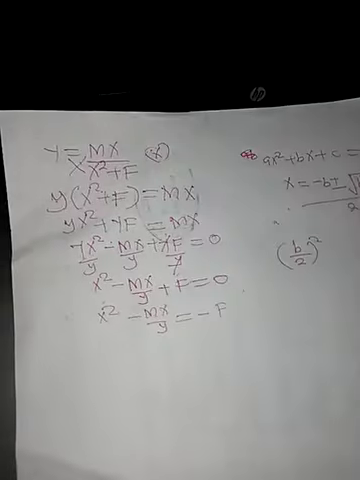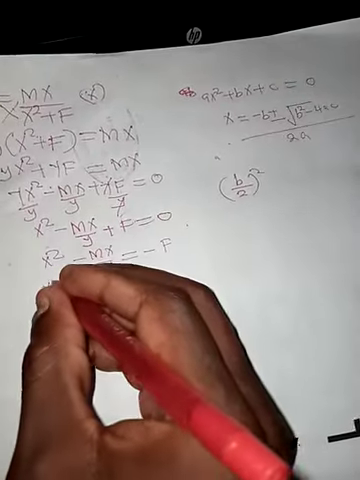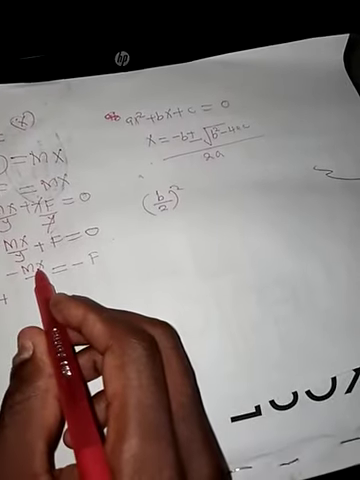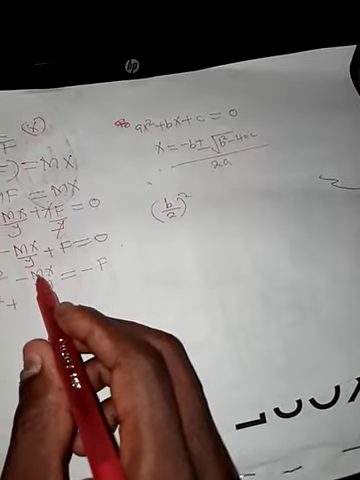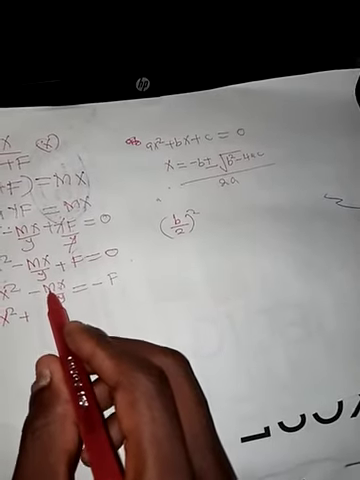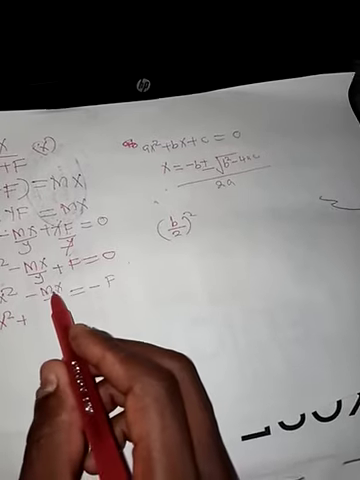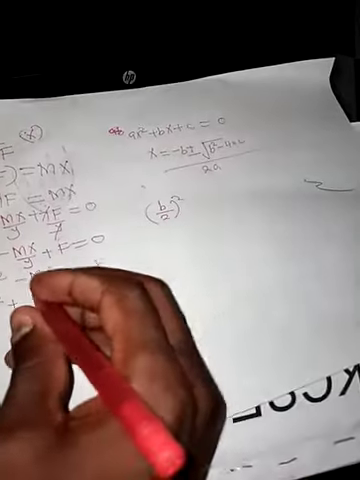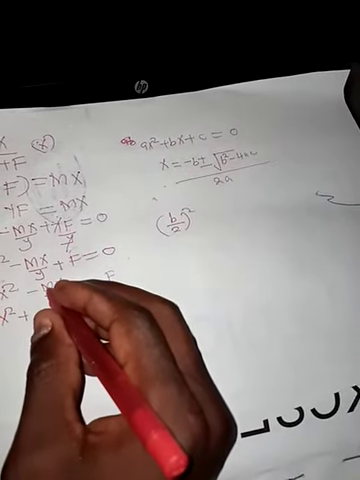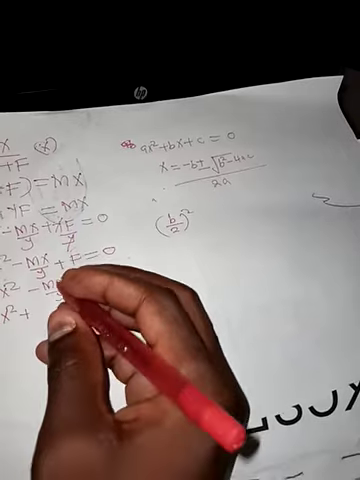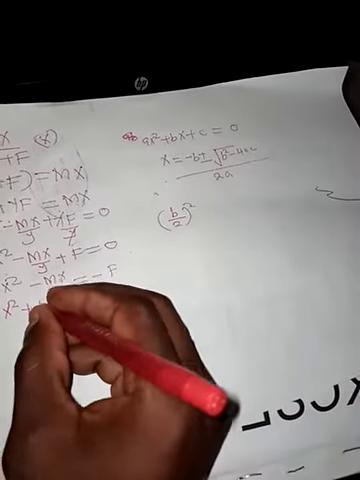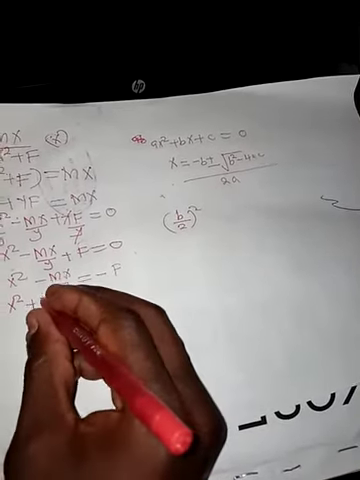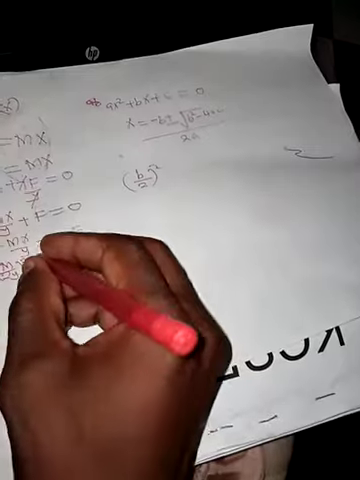Let us continue. So now we will have x squared plus, now the coefficient of x here will be m over y. So half of m over y will be m over 2y. Then we will now square that one.